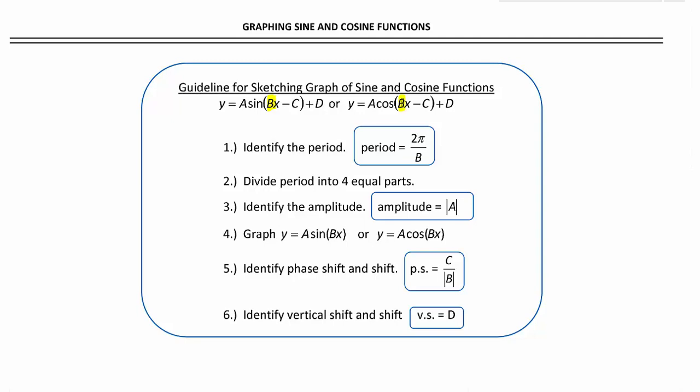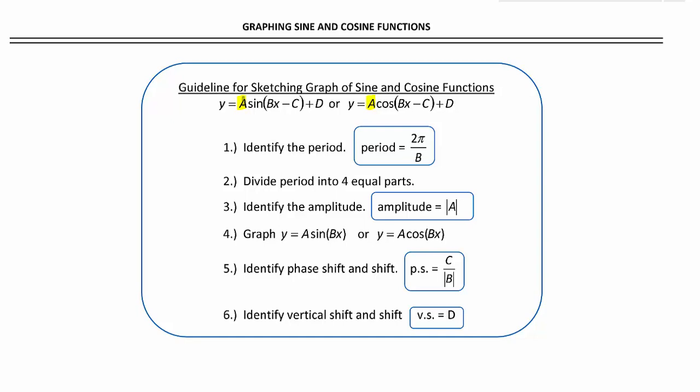Next, we'll identify the amplitude. The amplitude is the absolute value of a. Amplitude is the max height or the lowest height of our graph. It's the distance between our midline and the top or the bottom. Where that's coming from is the a, the multiplier out in front, and we know from graph by transformation that that's a vertical expansion or contraction. So our amplitude brings that to our attention. Then we're going to graph y equals a sine of bx or y equals a cosine of bx.